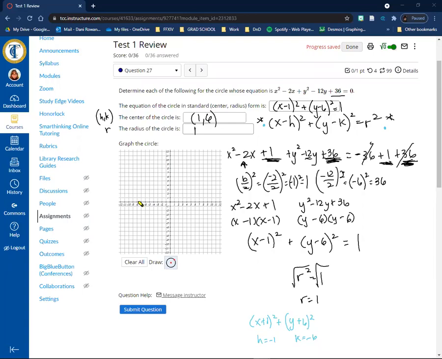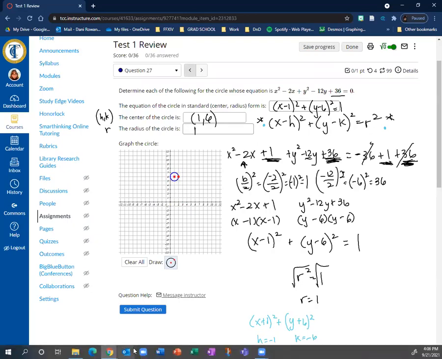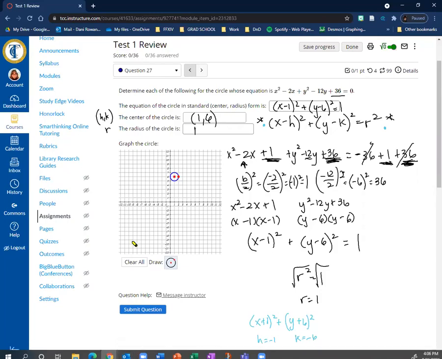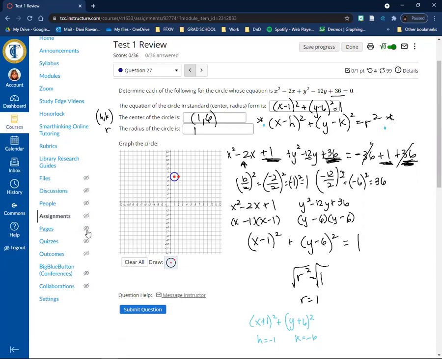Original equation. And then if we're graphing this, we're going to start at our center. So we're going to go to 1, 6. And then our radius is 1. So you can go 1 in any direction. And we have our circle. It's super tiny, but it works. That's it. And I know this one had a lot of work involved. Any questions on that?